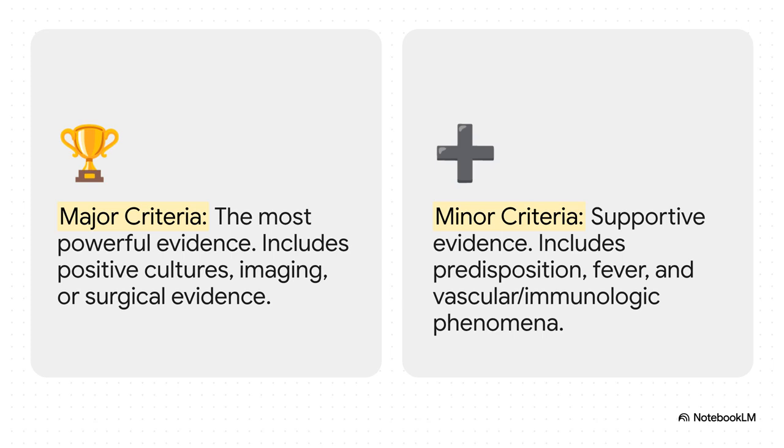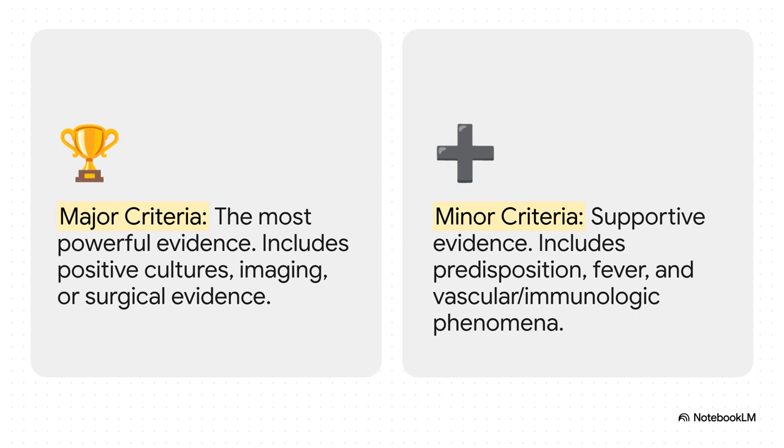So how do we put all these pieces together? The cultures, the echo, the physical signs? Well, we use a standardized scoring system, the gold standard, the Duke criteria, which were just updated in 2023. Think of it like a checklist. You have your major criteria. These are the heavy hitters, the smoking guns. We're talking definitive proof, like positive blood cultures or seeing that vegetation on an echo.